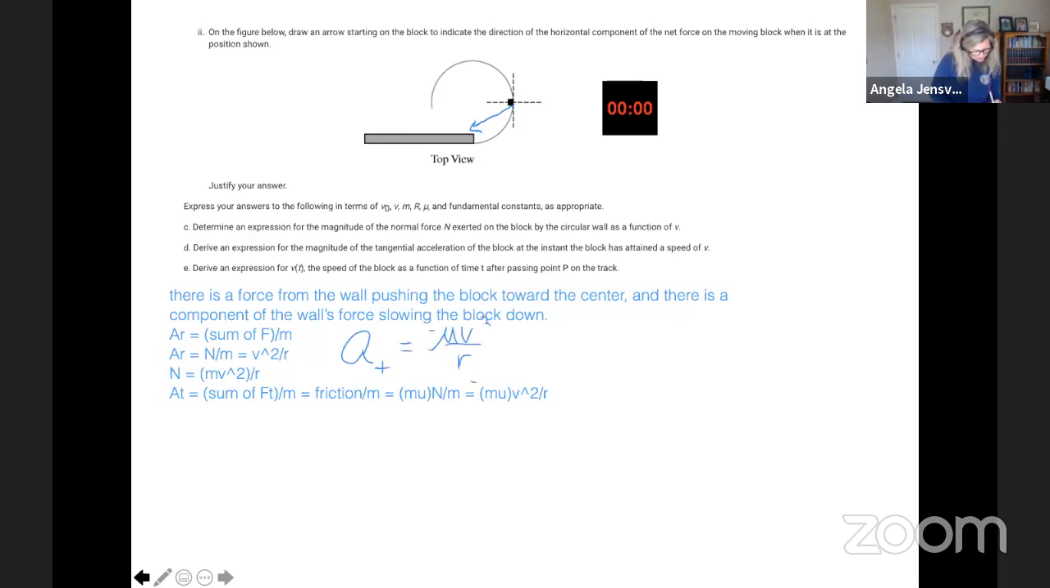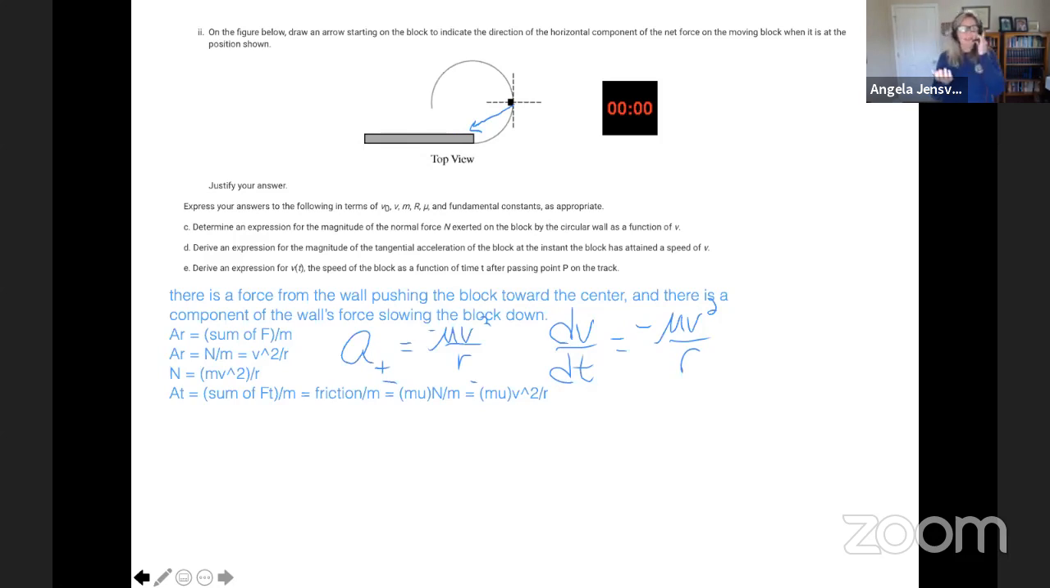It was just asking us for the magnitude, so we didn't care, but now we do need to account for the direction. It's opposite to velocity. But what is tangential acceleration? Isn't it dv/dt? Isn't it the derivative of velocity? Boom, we've got a differential equation.